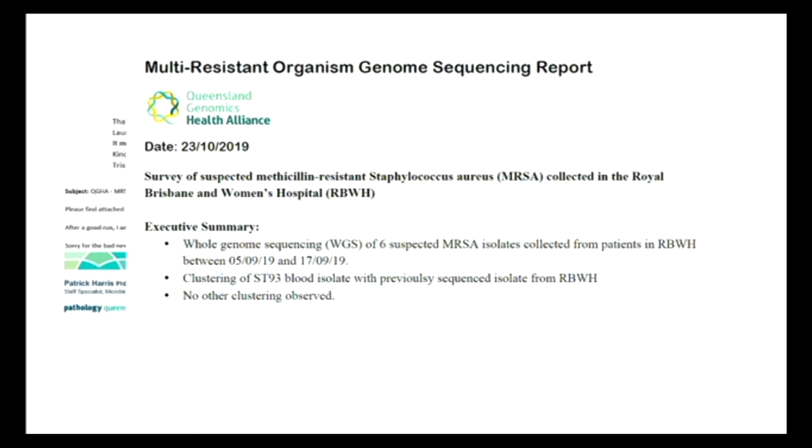It's only 2 weeks because I think a few people were away for the school holiday, so we bunched a few of them up. And that was 6 MRSAs, which is about normal for us, so about 12, 15 per month or something like that. And there was a clustering of an ST93 blood isolate with a previously sequenced isolate from Royal Brisbane Hospital, and they're like, oh, bugger. Anyway, but Trish had already picked up on the fact that they had the same postcode and in fact the same address.